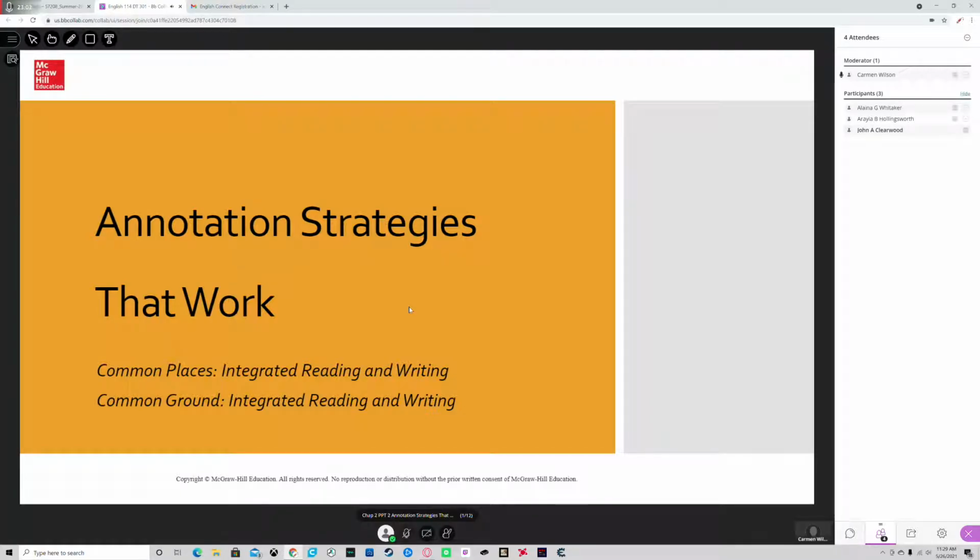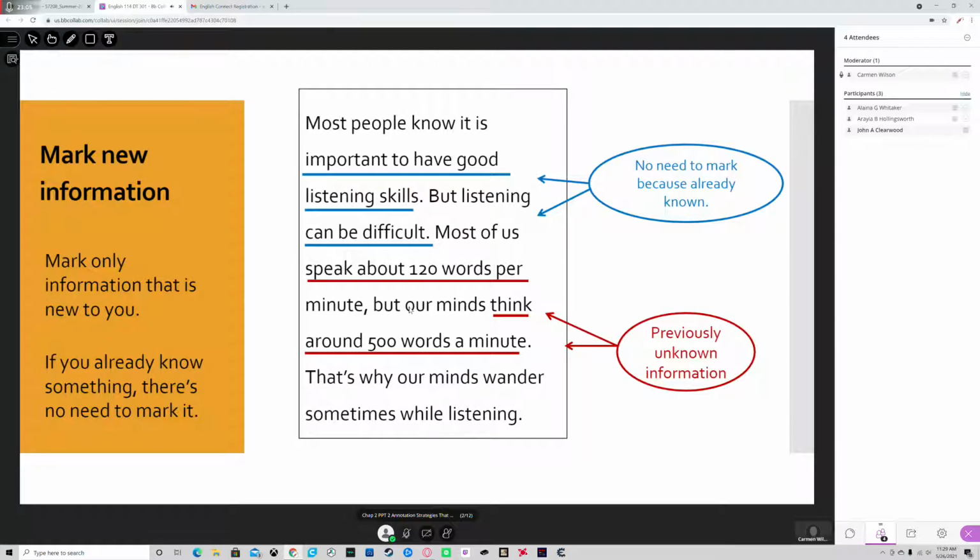Annotation strategies that work. That means you're going to mark information. When I do my workshops on note taking, I always say there are two things that guide your note taking. One, if it's new information you have not heard before, or two, if it's relevant to what you're studying. If it's something that the professor is going to put on a quiz or some type of assessment, you have to be able to discern that. What is the most important? If you already know the information, then of course you don't need to mark it down because it's already in your prior knowledge. So you want to mark down things that are relevant and new information that you don't already know.